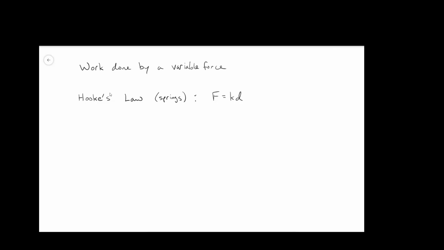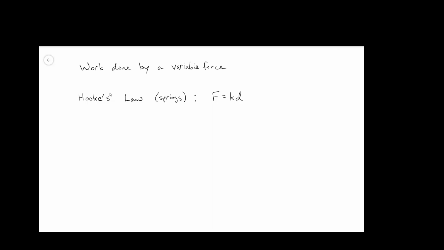So in other words, if you push on that spring harder, and the length of the spring becomes shorter and shorter, the more that it gets compressed, the harder it's going to push back, right? In other words, the force increases as the spring compresses more.